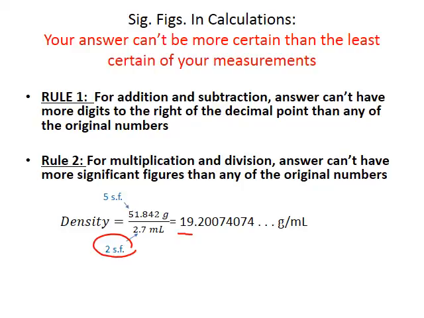We're going to use our rounding rules again. If we look at the 10th place, we have a 2 in that place. That's less than 5, so that means that we keep the number as 19. We round down to 19 grams per milliliter.